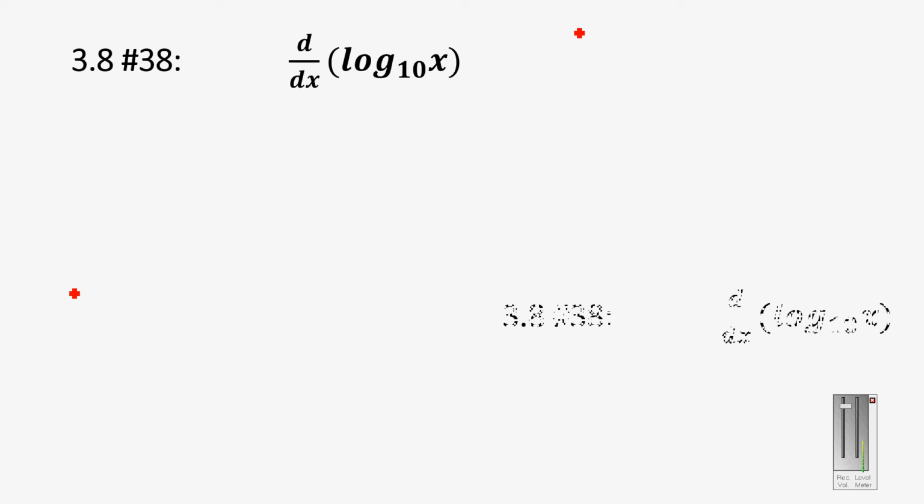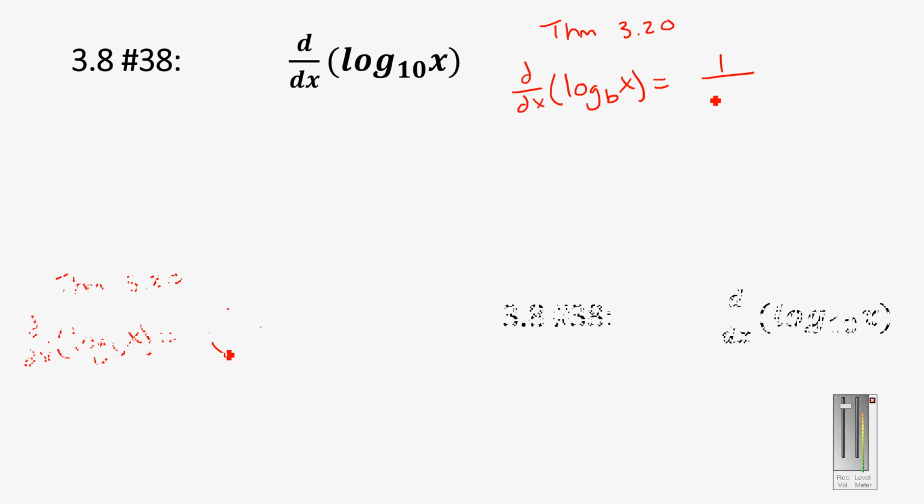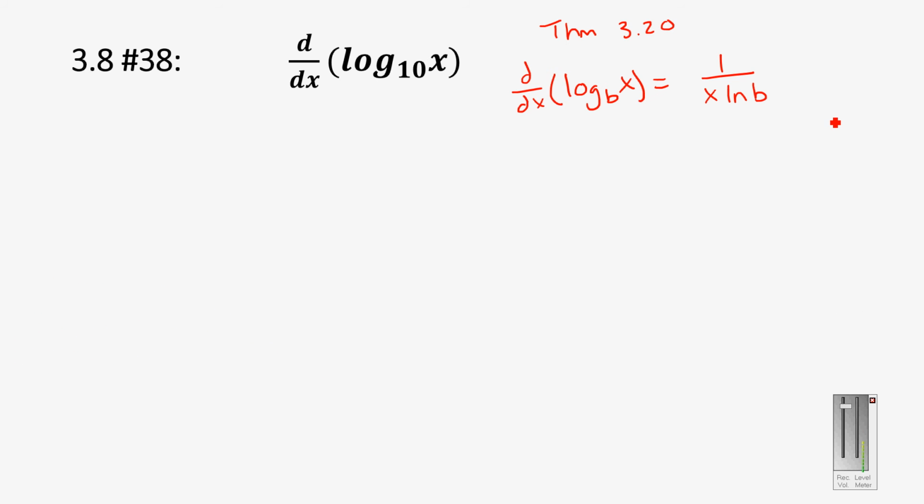Theorem 3.20 actually says that the derivative d/dx of log base b of x is equal to 1 over x natural log of b. So I can just call that straight out. So the question is, well, what does that look like in that case?